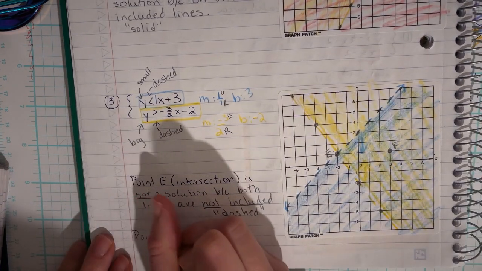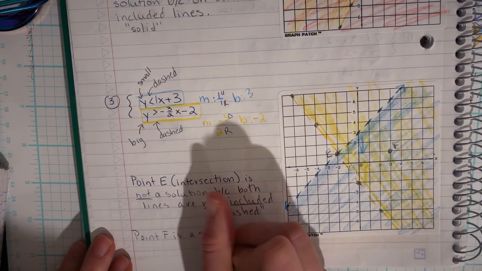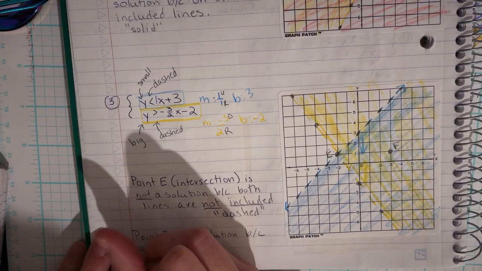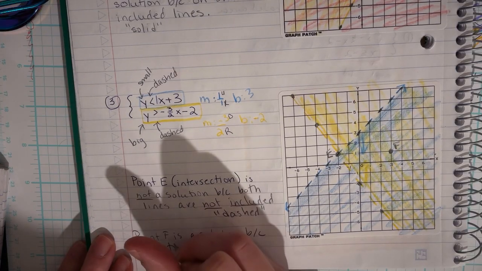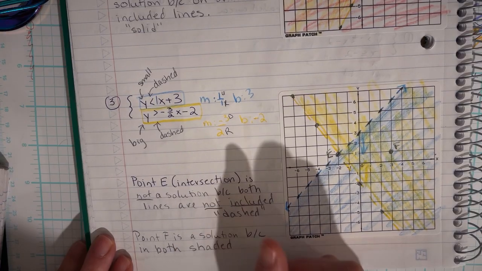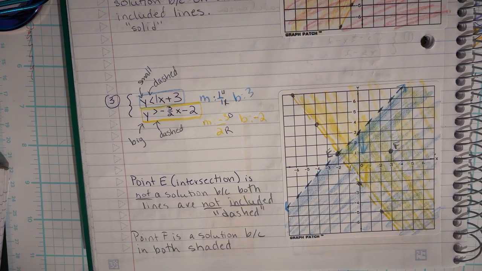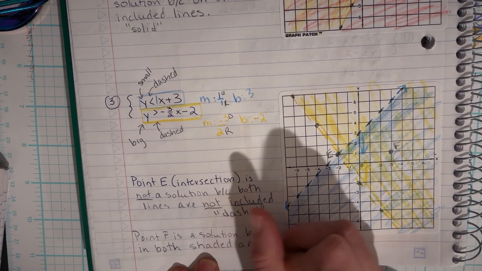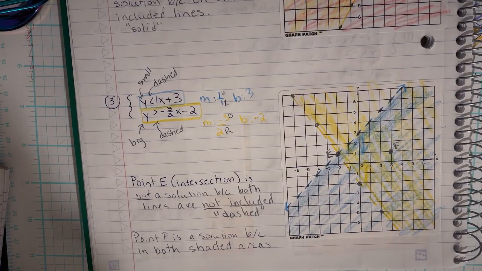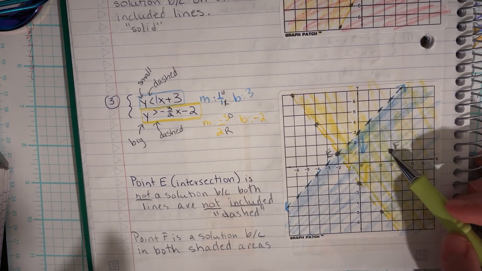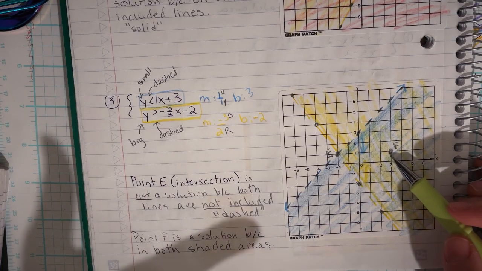So point F is a solution because it's in both shades. All right, double shaded areas, we'll keep it like that. Don't get that confused, right? Even though the intersection doesn't work out, in the double shaded area you still find solutions.